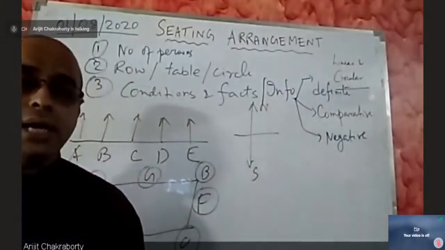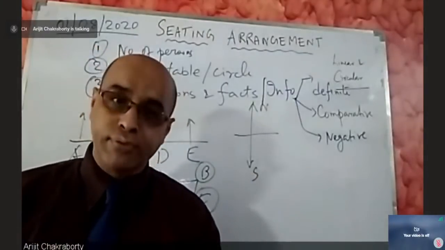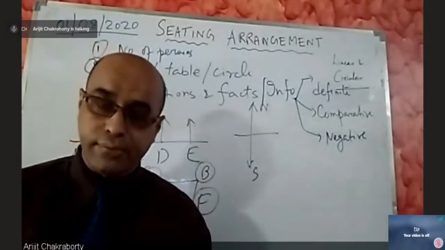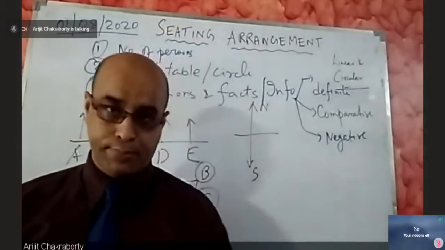Information or facts can be of 3 types. It can be definite, it can be comparative, and it can be negative. Now, what is a definite information?